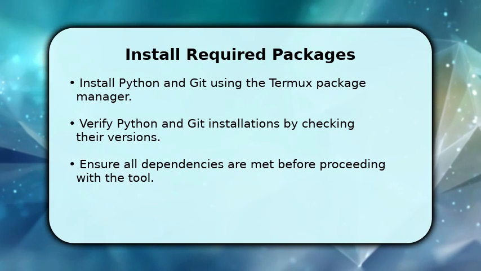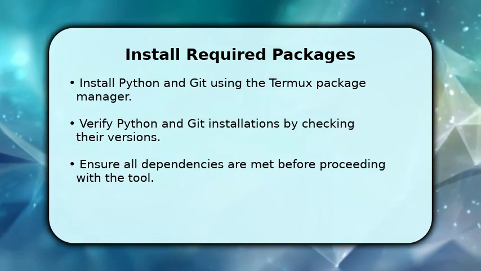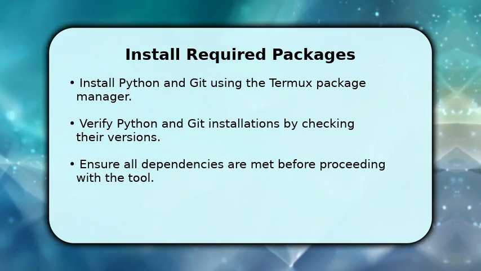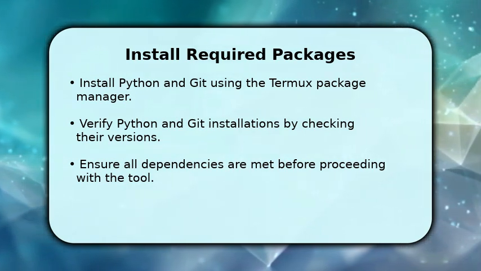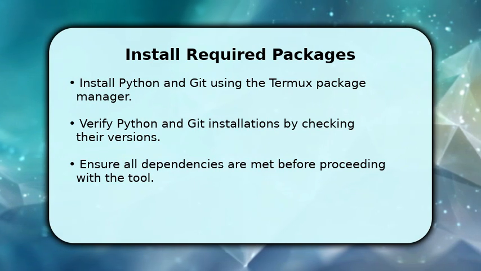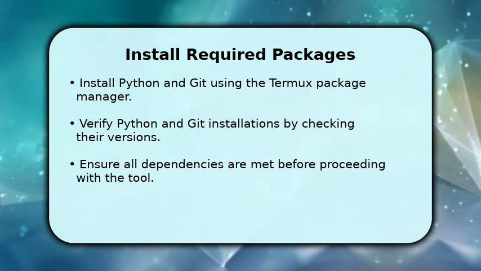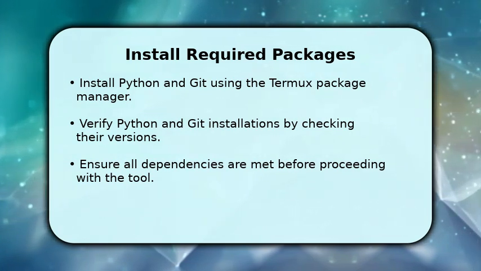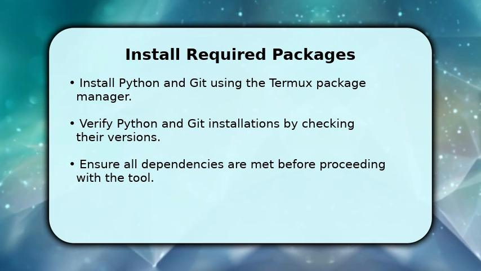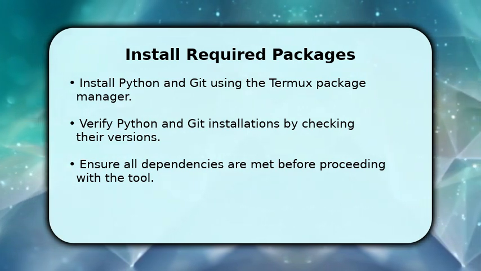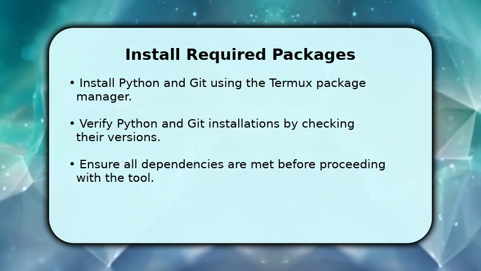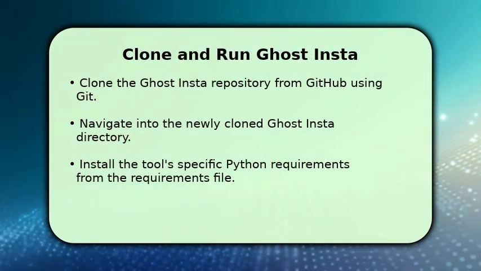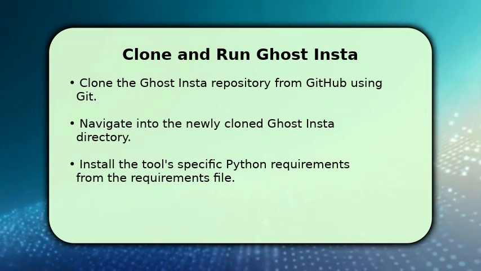Now, let's install the essential packages needed for the Ghost Insta tool. You will need Python and Git. Use the command pkg install python git to install both. After installation, confirm they are correctly set up by typing python --version and git --version. This ensures that the environment is ready for the tool's operation and that you have the correct versions, typically Python 3.8 or higher. With the dependencies in place, it's time to get the Ghost Insta tool.